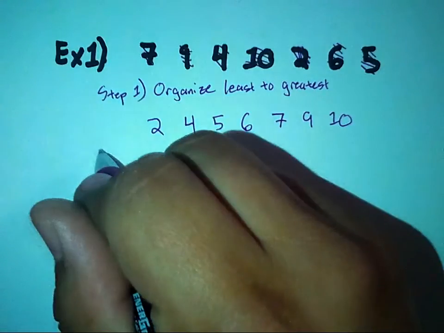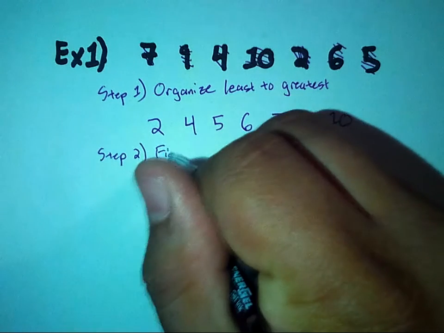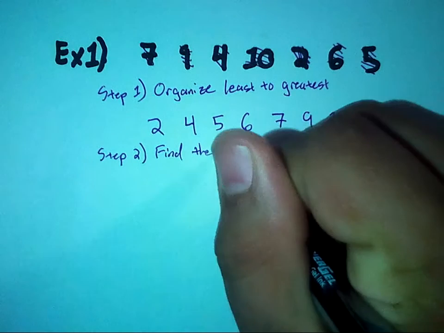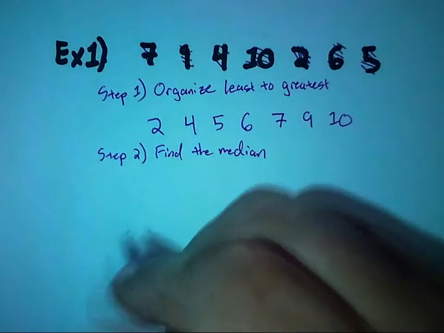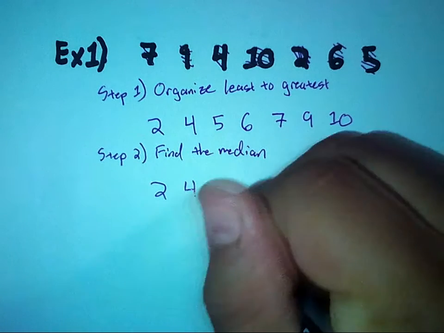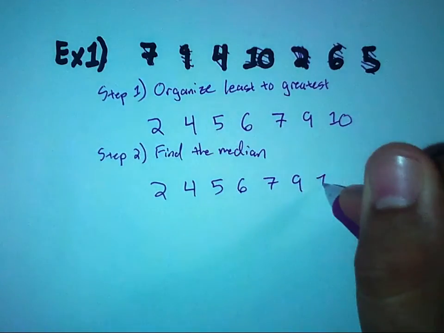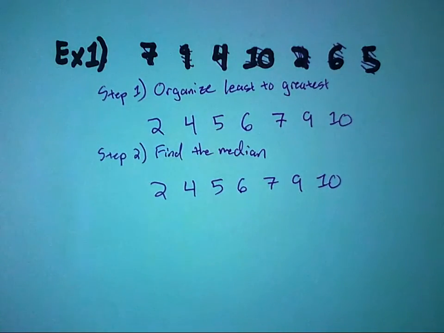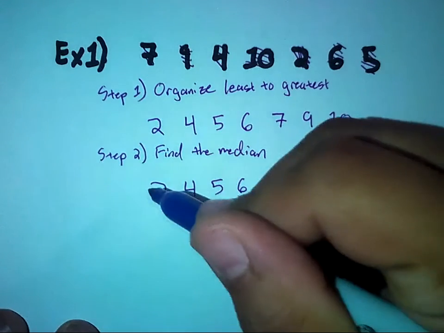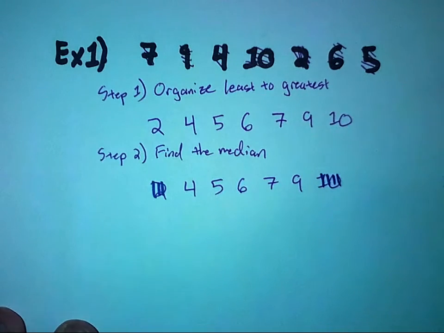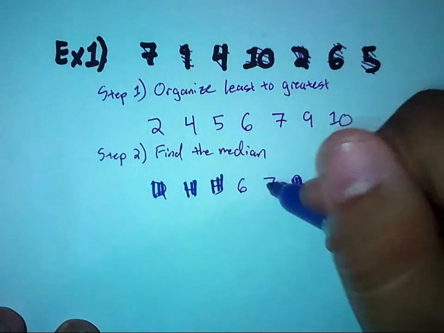Now, step 2, we're going to find the median. And to do that, we're going to count from the outsides of the numbers in. So I'm going to rewrite it: 2, 4, 5, 6, 7, 9, 10. What I mean by this is, we're going to start on the outside of our numbers and work our way in. So I'm going to cross off a 2 and a 10. Then I'm going to cross off a 4 and a 9. I'm going to cross off a 5 and a 7.